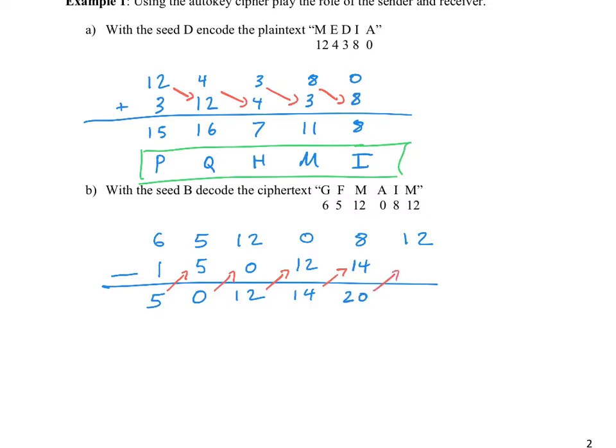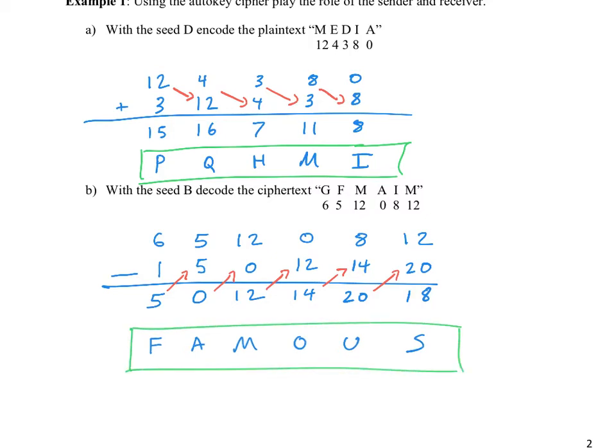So drag the 20 over, and we would go ahead and subtract our 20 and get minus 8, or 18. So this should spell something. We should get some kind of word out of this. So if we convert to letters, we have an F, we have an A for 0. For the 12, we have M, O, a U, and an S. So we get the word famous. So that is a summary of the auto key cipher.